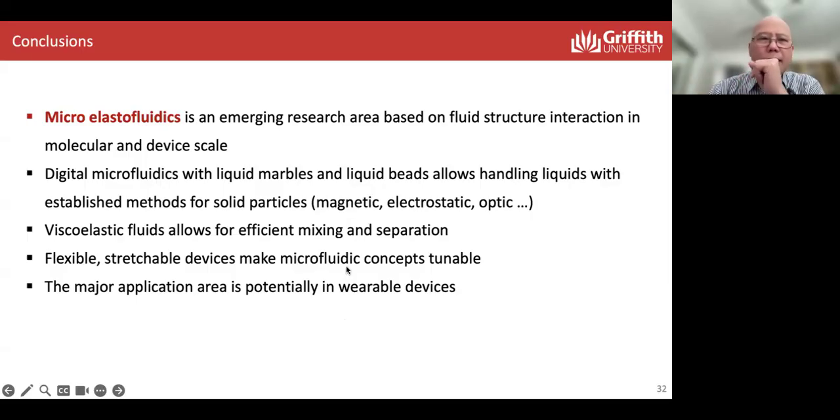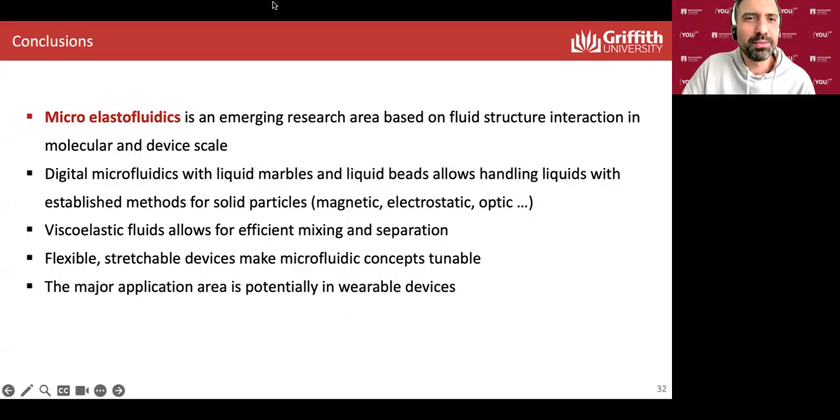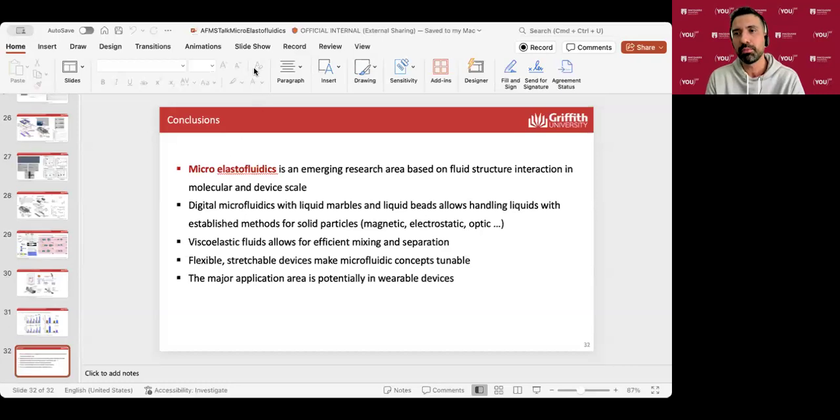Thank you so much for this great and informative presentation. It looks very informative to me. And you did try to introduce different examples and applications of microelastofluidics to the audience. So if we have any question from the audience, please speak up or unmute your mic, or you can just type your question in the chat box and I will ask the question.